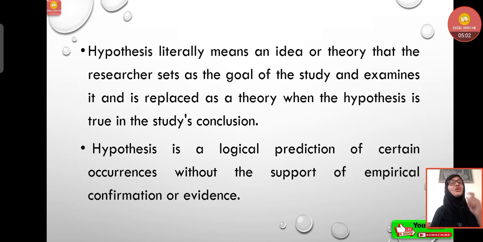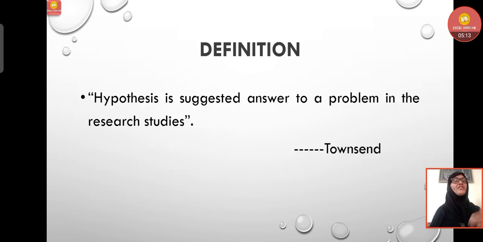Now, hypothesis is a logical prediction of certain occurrences without the support of empirical confirmation or evidence. Just now I told you it's not illogical, it's a logical prediction. Before taking any sample or data, we study about the theory, literature review, and then we write the educated guess. Now let's see the easiest definition given by Townsend. Hypothesis is a suggested answer to a problem in the research studies. We can remember this very easily. Hypothesis is a suggested answer to a problem in the research studies.